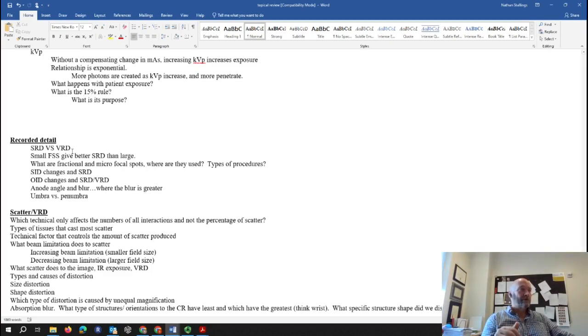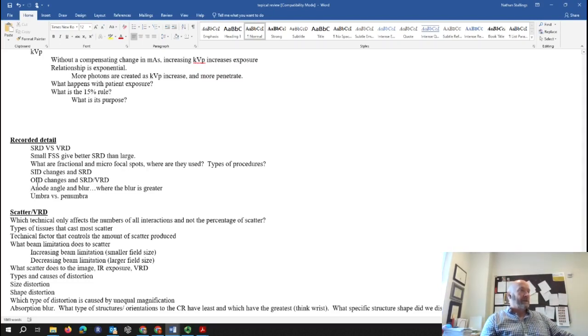Not practical to use small focal spot size on every exposure. So small focal spot is used whenever we are either taking x-rays of small anatomy like fingers and toes, or if we need to see high detail like in skull and things like that. So again, fractional or microfocal spots are used for special procedures, micro or mammo. SID changes. As SID increases, sharpness increases. As OID decreases, sharpness increases. Visibility can be affected with changes in OID, and that's, again, your air gap.